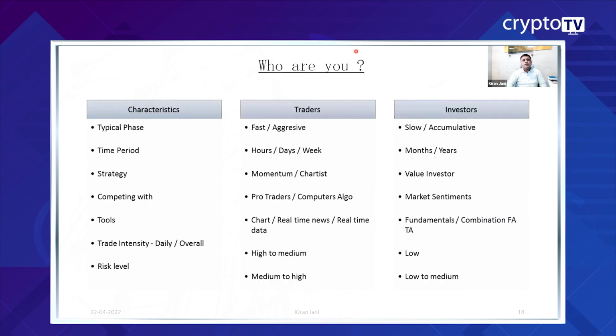Now, before going for trading or investment, you have to identify your own characteristics, whether you are an investor or a trader. For example, if you are very fast and aggressive, then you are eligible to become a trader. And if you are very slow and in an accumulative zone, then you are probably an investor. A trader can hold a trade for hours, days and weeks, while an investor holds for months and years.